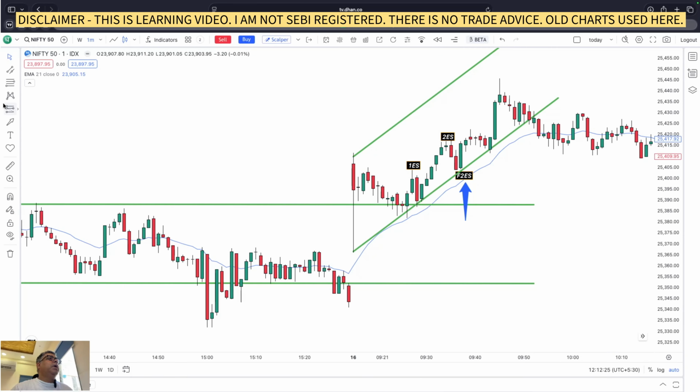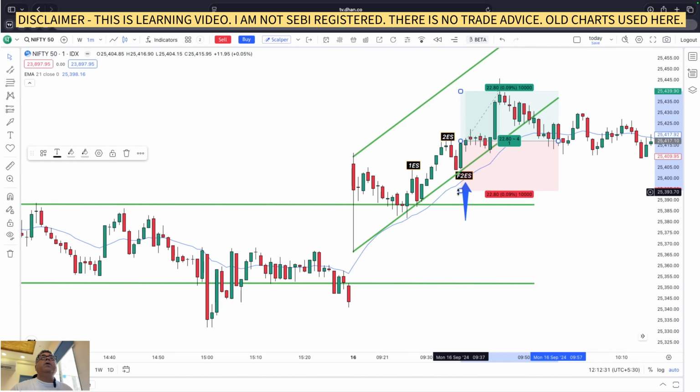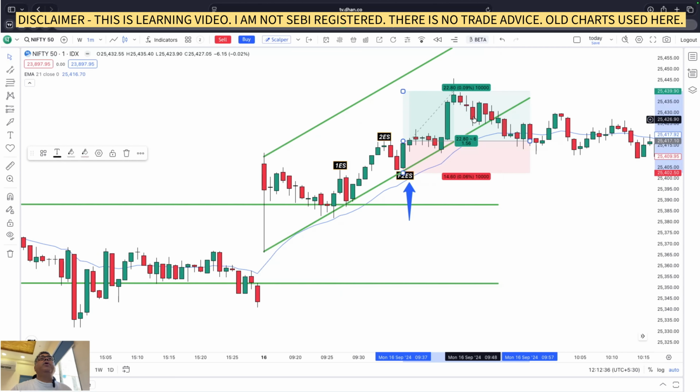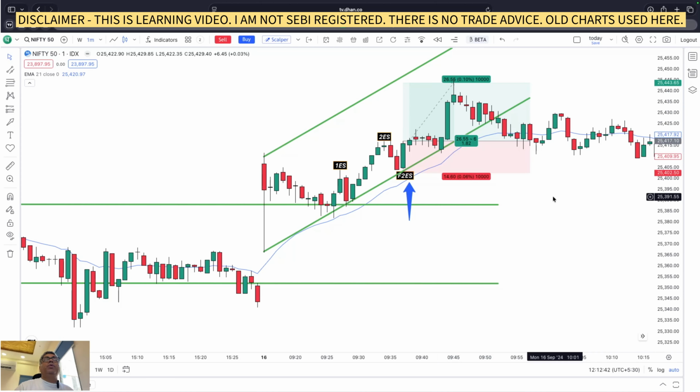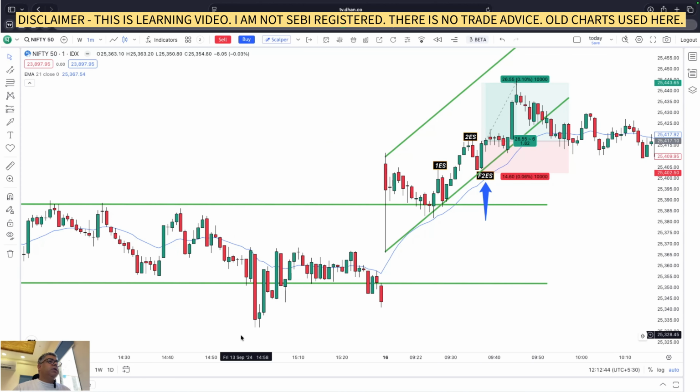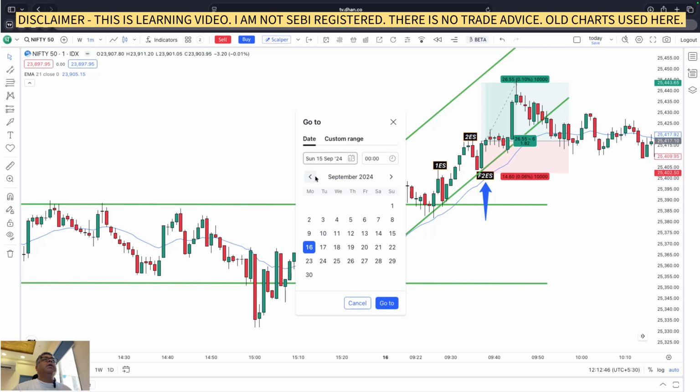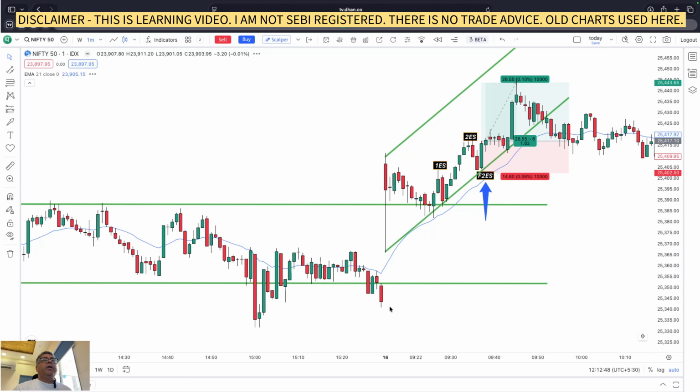on this green bar. What is the risk and what is the reward? The risk is around 15 points and the reward is around 26, 27 points, almost 1 to 2. Okay, let us go to any other random day.